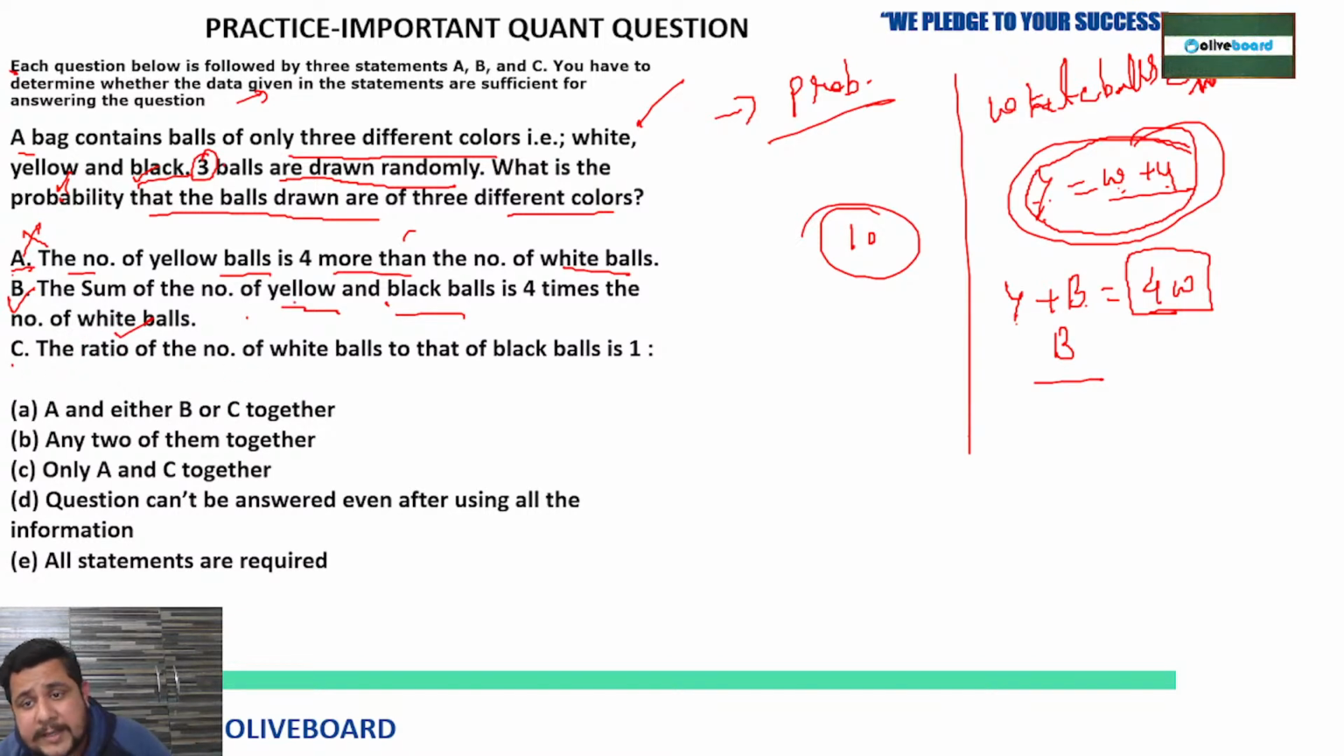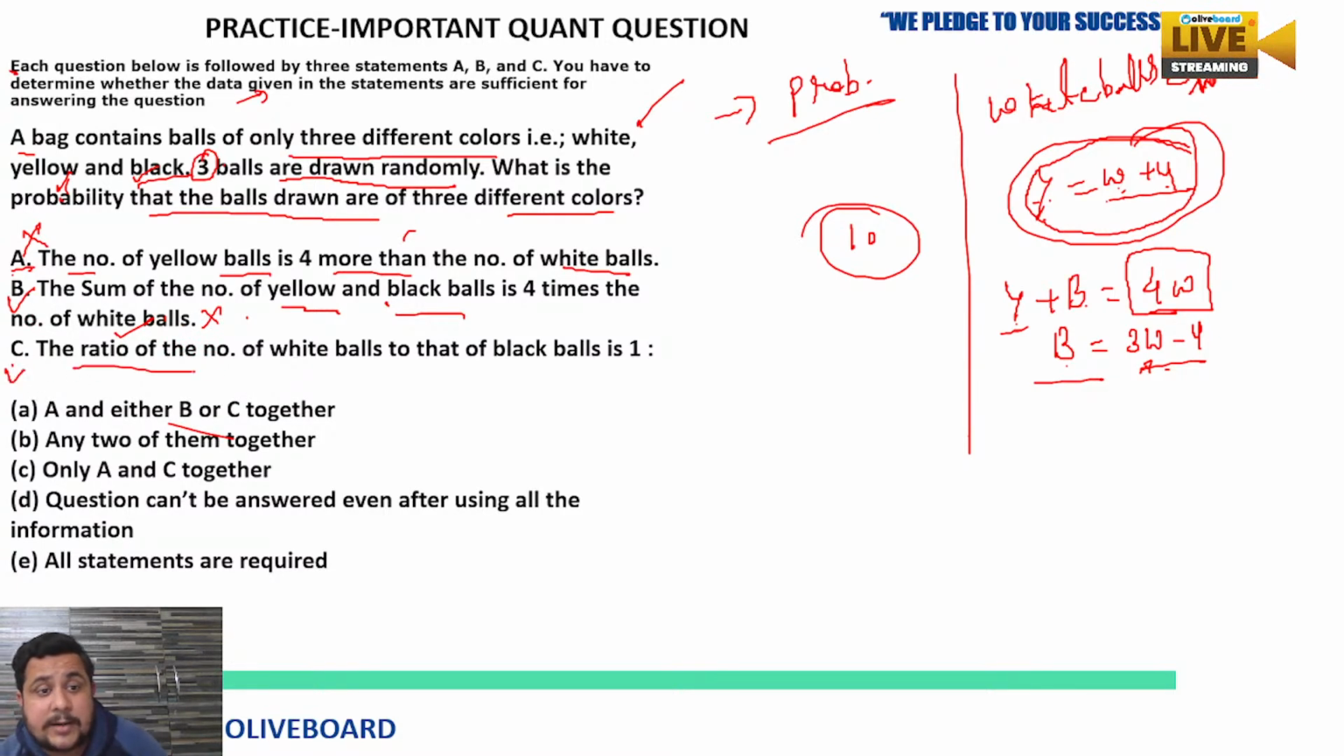Now we know Y is equal to W plus 4, and we can use that here. If we put Y equal to W plus 4, what do we get here? B equals 4W minus W minus 4, meaning 3W minus 4. Here W is the quantity of white balls, B is the quantity of black balls, Y is the quantity of yellow balls. Is this clear? It is also not giving us any clue or answer, so statement B is also not alone sufficient.